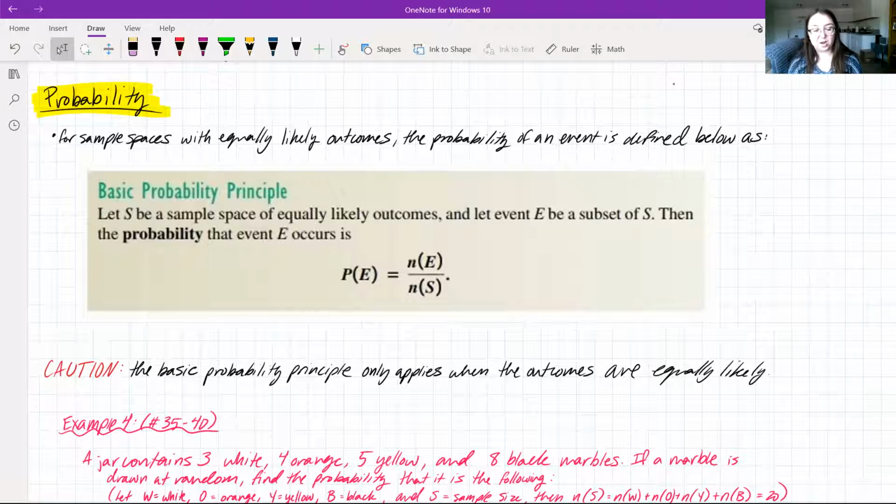A word of caution: the basic probability principle only applies when the outcomes are equally likely. So if you ever get a question that specifies that the outcomes are not equally likely, then we can't use the basic probability principle.